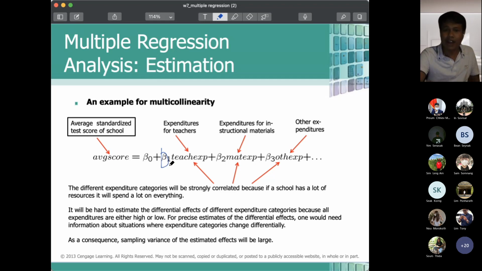But the issue is, normally, rich schools, when they spend more on teachers, also spend more on other items. They also spend more on structural material. So in this case, expenditure for teachers, expenditure for structural material, and other expenditure are not perfectly correlated. No problem of perfect collinearity, but there is a problem of multicollinearity because these three variables are highly correlated.